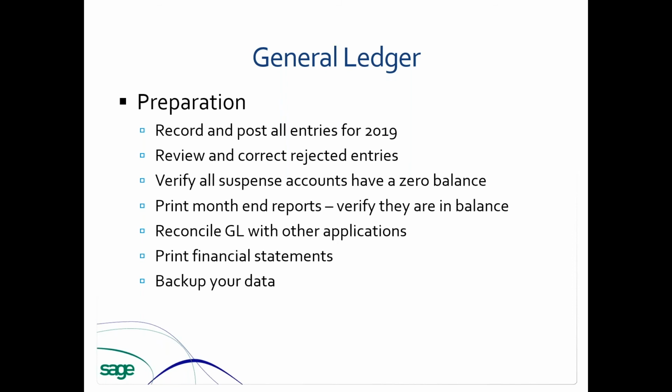You're going to print all your month end reports, again verifying that everything is in balance: the trial balance, the ledgers, all the financial statements. You'll run your reconciliations between GL and the other modules. So GL and job cost, GL and AP, GL and AR, GL and cash management. Print financial statements, and then again, make a backup of your data.